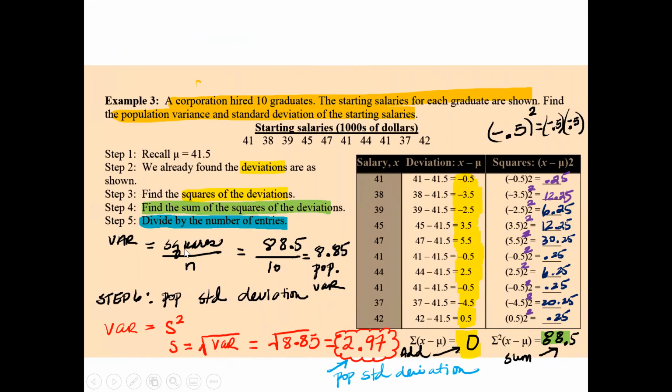You're going to now take the variance, which means you're going to divide it by 10. So I'm going to take the 88.5 divided by 10, and that's going to give me 8.85. And then from there, I'm going to go ahead and square root it, which will give me the standard deviation. And your standard deviation in this situation is 2.97.